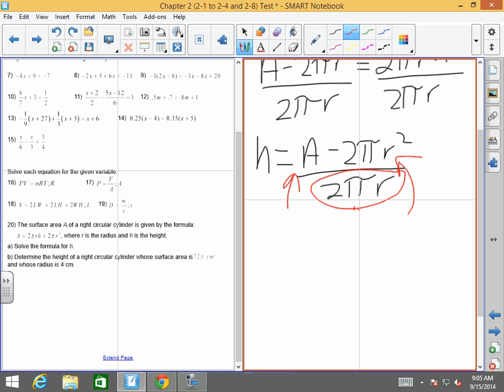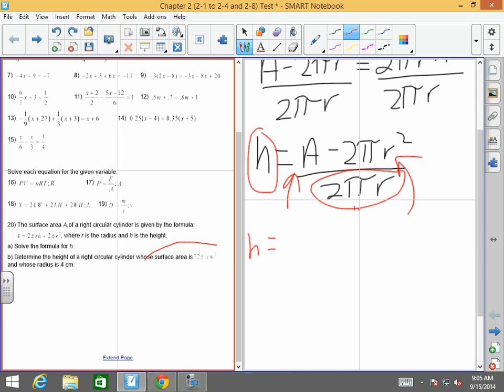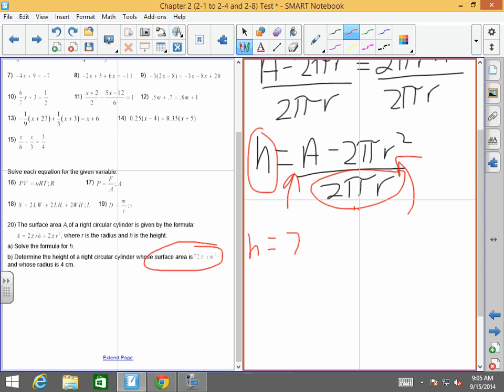Now, part B. Guys, they want you to solve for h. Why would you go back to the original equation if you already know what h stands for? Think about that. You already know what h is. Now you just plug and chug, man. H equals the surface area, which we already determined was A, because I told you in the problem, that's 72 pi, minus 2 times pi times 4 squared over 2 times pi times 4.